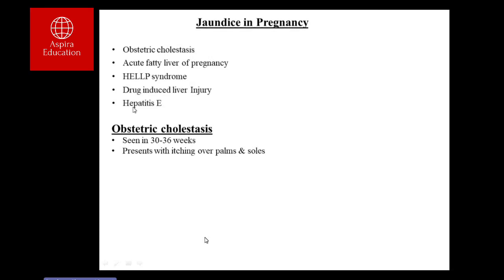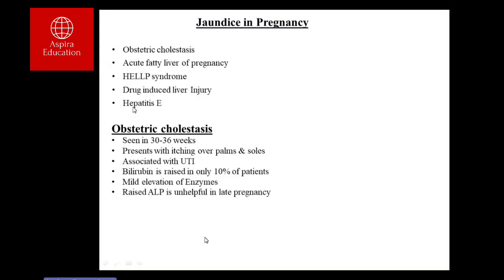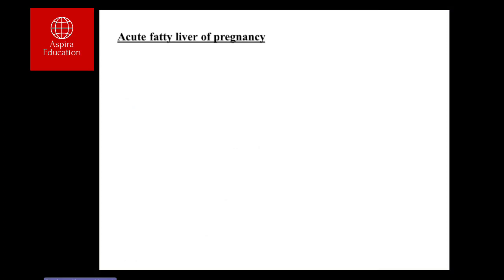itching over the palm. It's usually seen in the third trimester of pregnancy, where they present with jaundice, usually associated with urinary tract infection. Here, the patient presents with high bilirubin in only about 10% of patients. The patient may have a slight increase in bilirubin or mild elevation in liver enzymes, especially alkaline phosphatase and GGT. Remember that alkaline phosphatase is also secreted by the placenta, so it may not be very helpful in pregnancy to diagnose any cholestatic liver disease.